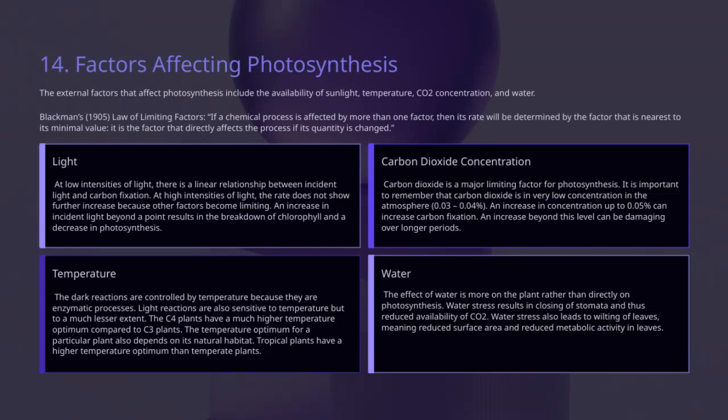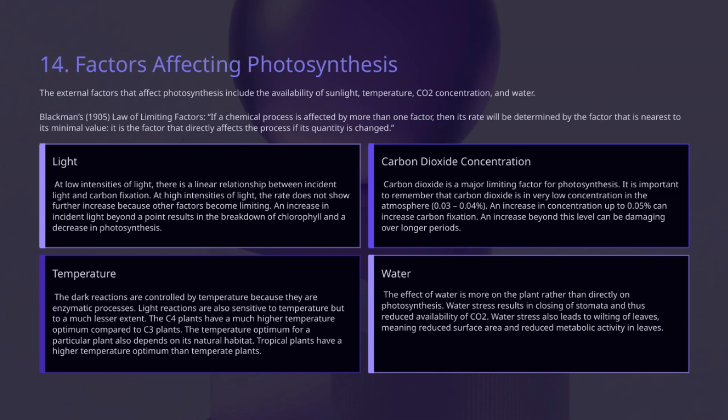Water's effect on plants is more indirect than you might think. When plants experience water stress, they respond by closing their stomata, which are tiny pores on the leaf surface. This reduces the amount of CO2 that enters the leaf, ultimately limiting photosynthesis. Additionally, water stress causes leaves to wilt, decreasing their surface area and slowing down metabolic activity within the leaves. So, water availability influences photosynthesis mainly through these physiological changes, rather than a direct chemical impact.